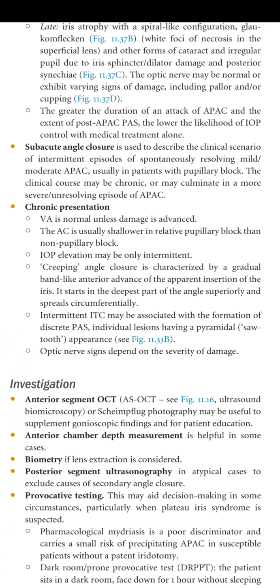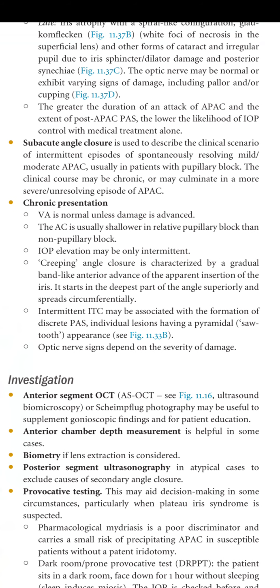In a chronic presentation, visual acuity is normal unless damage is advanced. The AC is usually shallower in relative pupil block than in non-pupillary block. IOP elevation may only be intermittent. Creeping angle closure is characterized by a gradual, band-like anterior advance of the apparent insertion of the iris. It starts in the deepest part of the angle superiorly and spreads circumferentially. Intermittent ITC may be associated with the formation of discrete PAS, and the lesions have a pyramidal, sawtooth appearance. Optic nerve signs depend on the severity of the damage.